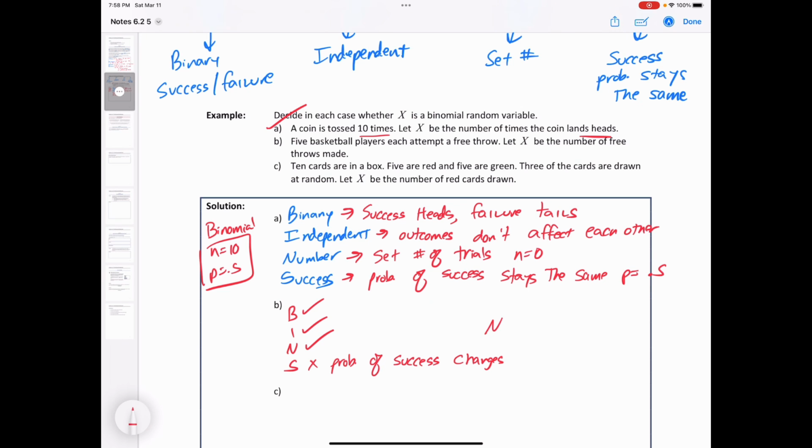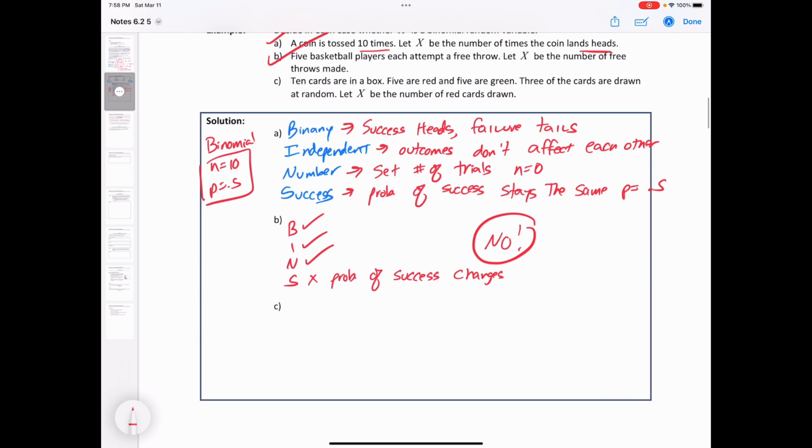So this is not binomial. You could solve problems dealing with this, but not by the method I'm going to teach you today. All right, and we'll do the same thing with the next one.